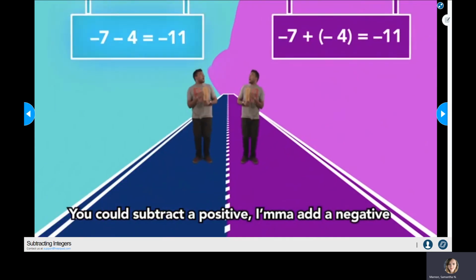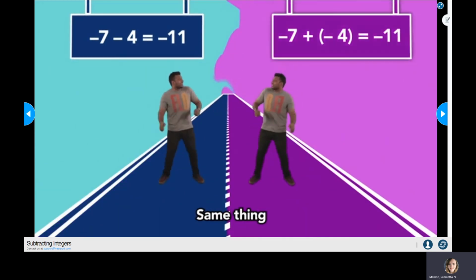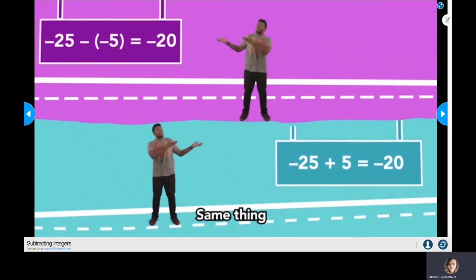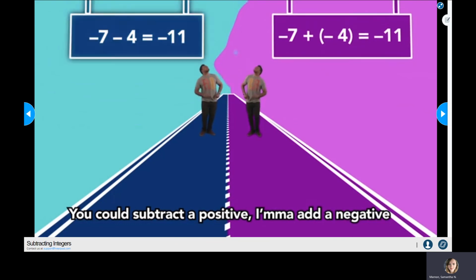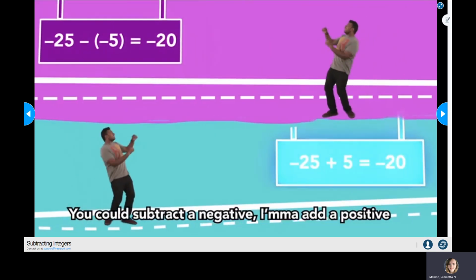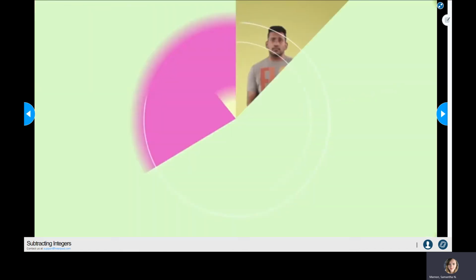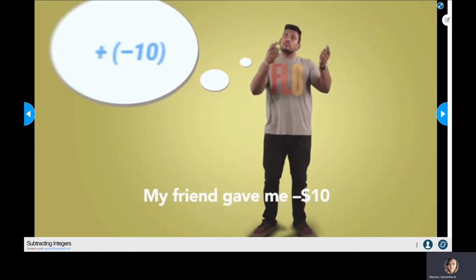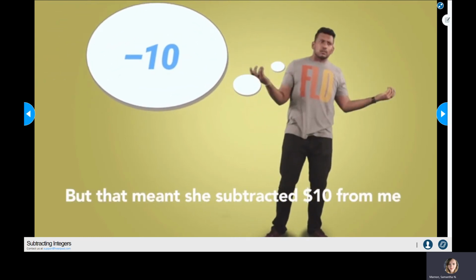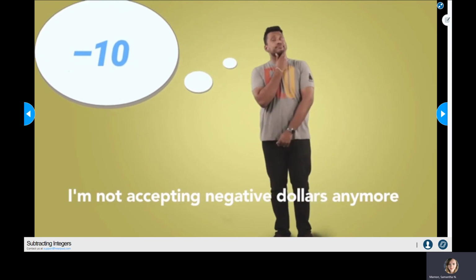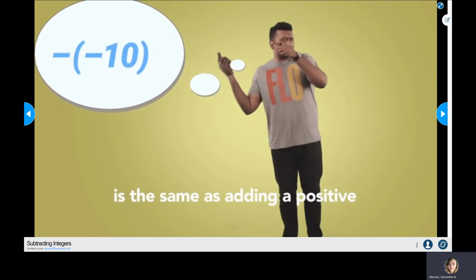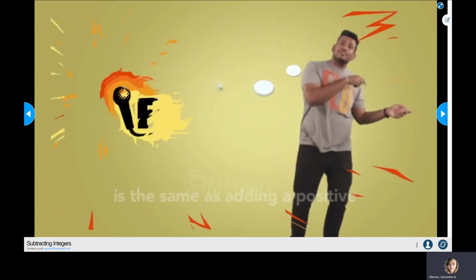You can subtract a positive, I'ma add a negative. Same thing. You can subtract a negative, I'ma add a positive. Same thing. Okay, so here's what happened. My friend gave me -$10, but that meant she subtracted $10 from me. I'm not accepting -$10 anymore. But if she wants to subtract -$10 from me, I'm with it. Because subtracting a negative is the same as adding a positive.